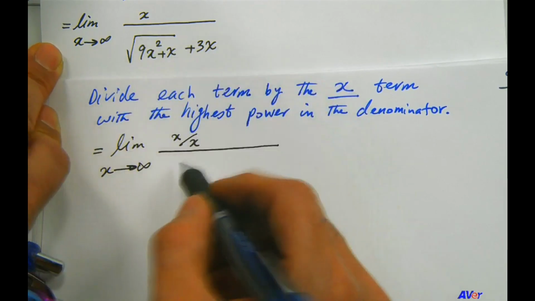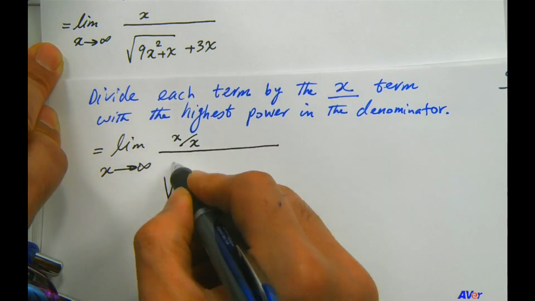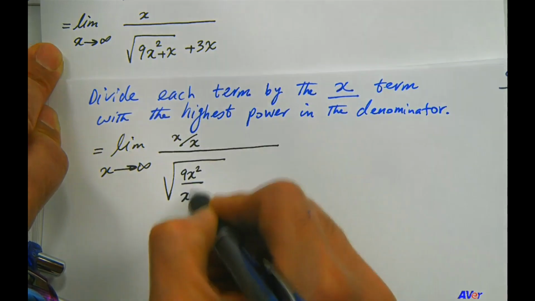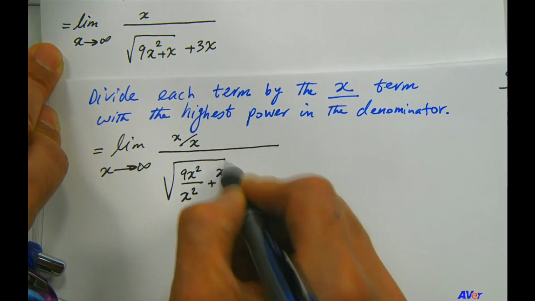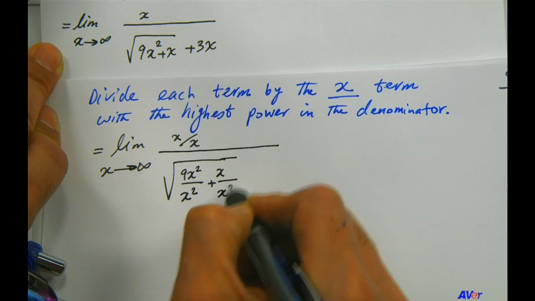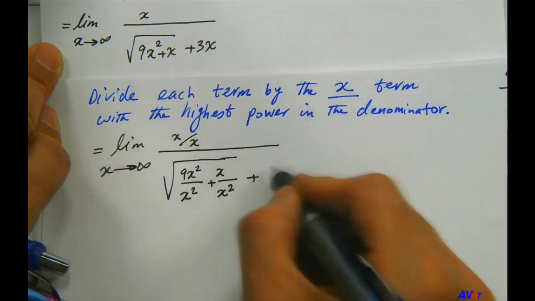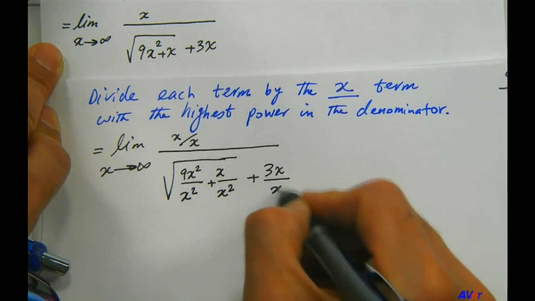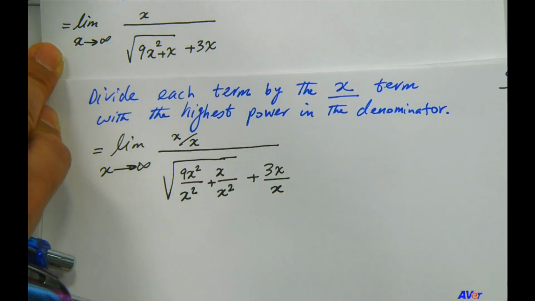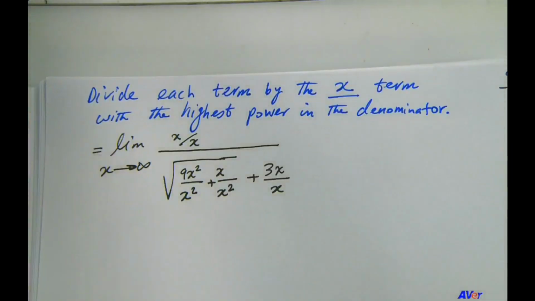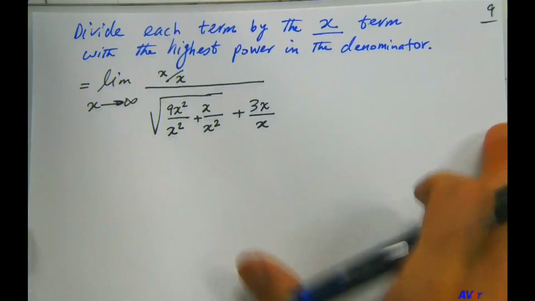Okay, so let's do that. So we have square root of 9x squared divided by x squared plus x divided by x squared. Now, 3x is outside of the radical, so we again divide by x, just like we did in the numerator. Okay, so now we can simplify this expression.